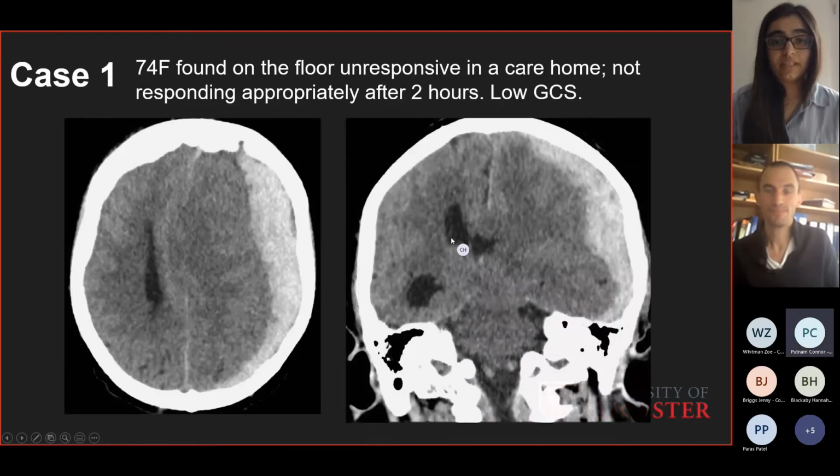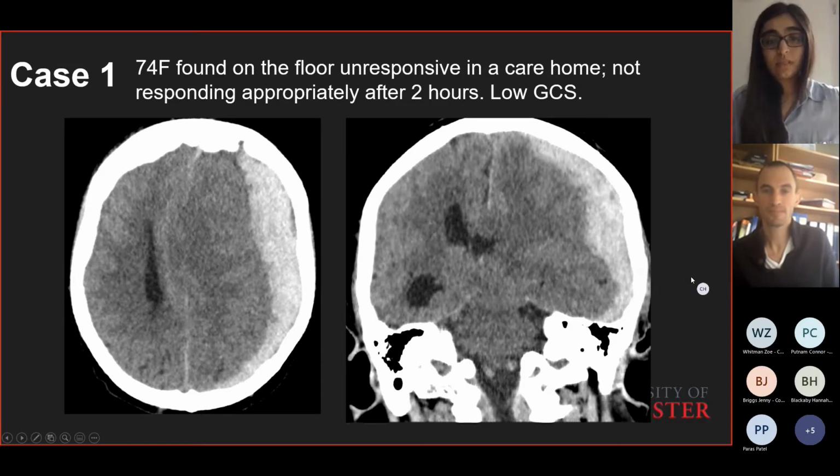So we'll go straight into our first case. You have a 74-year-old. They're found on the floor, unresponsive, in a care home. They're not responding appropriately after 2 hours and they've got low GCS. You have 2 images here. You've got the axial image on the left and then the coronal image on the right. Can someone describe to me what you're seeing?